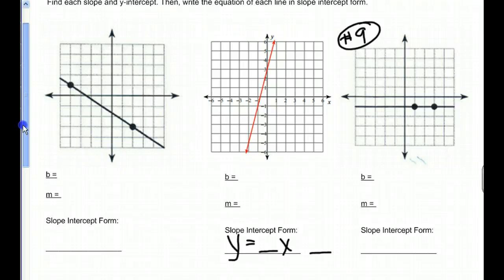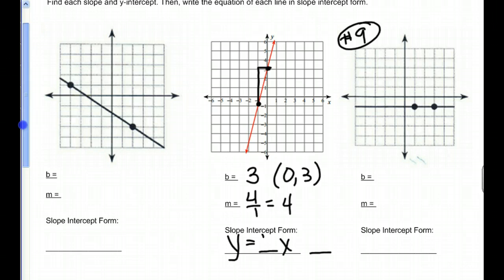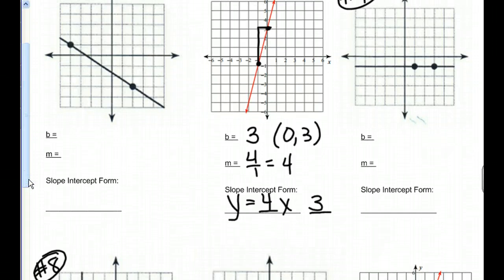Well, let's start with our b, because that's our starting point. So b is right here at y equals 3, so 3, or it's at 0, 3. That's the coordinate. Now what's our slope? Well, we want to pick another point. I'm going to pick this point here. What is my rise over run? I go up 1, 2, 3, 4 over 1, 4 over 1, and that's just equal to 4. So my m equals 4, my b equals 3. So my final answer for this one will be y equals 4x plus 3. That is the slope-intercept form.